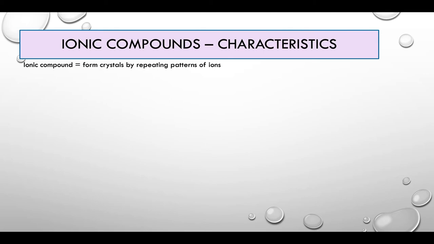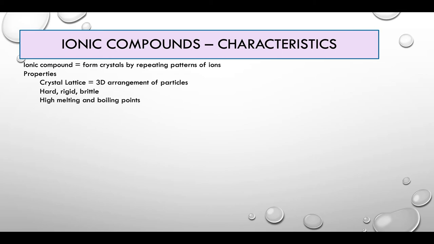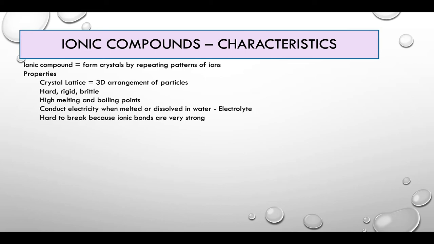Back to characteristics. Ionic compounds form crystals of repeating patterns. This we learned back in 6.1. And when they do, their crystal lattice is a three-dimensional arrangement of particles, just like the little red and white model that I have sitting on my table that you've seen before. These guys are hard, rigid, brittle. They have very high melting points and boiling points, unlike the covalent, which is low. They conduct electricity when you melt them or dissolve them in water. It's called an electrolyte. It's hard to break because these bonds are very strong.